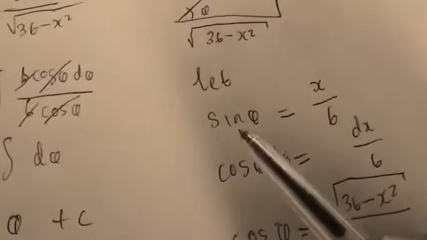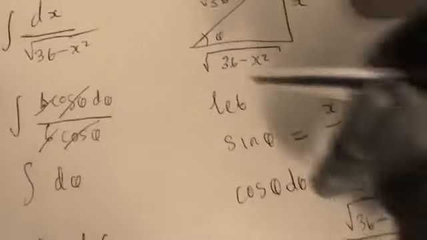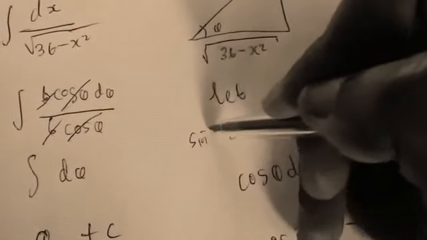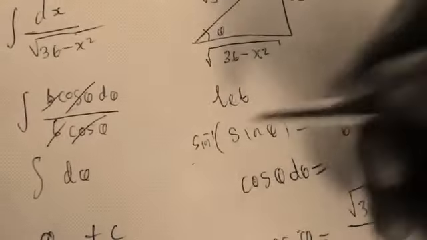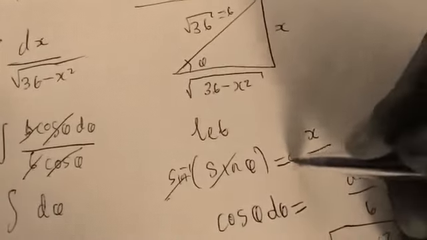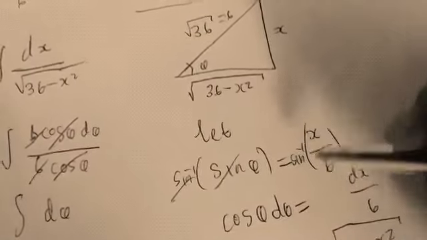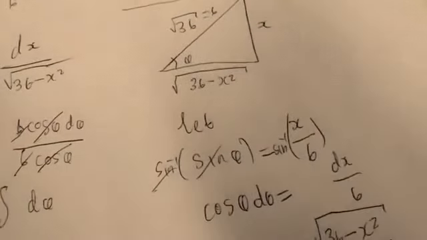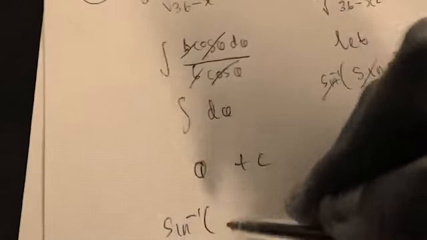Theta is just the arcsine. If we go sine inverse, then we cancel these two by the cancellation identities, you get theta. And of course you have to do the same thing on this side. So theta is equal to arcsine of x over 6. And so when we substitute back finally, we get sine inverse of x over 6 plus c. And that's the final answer.